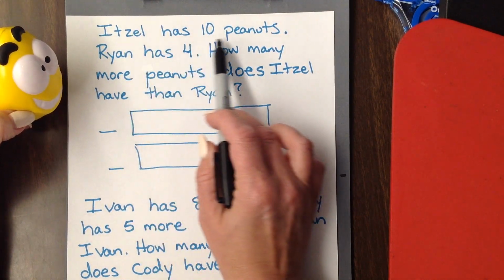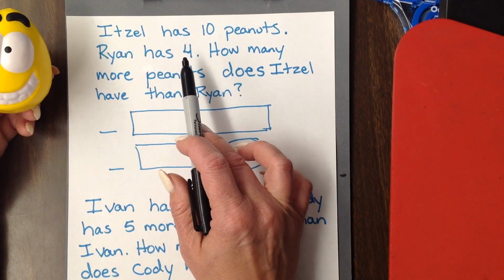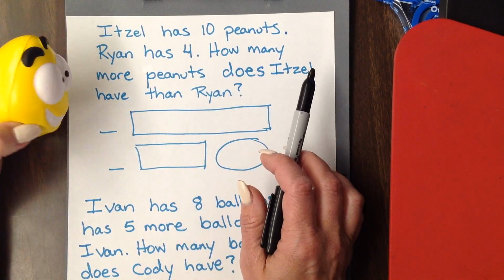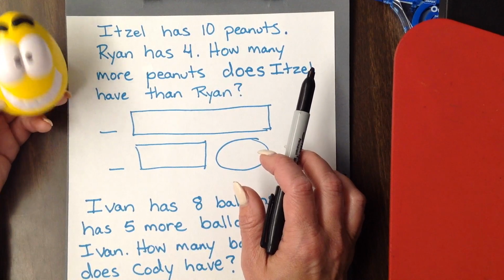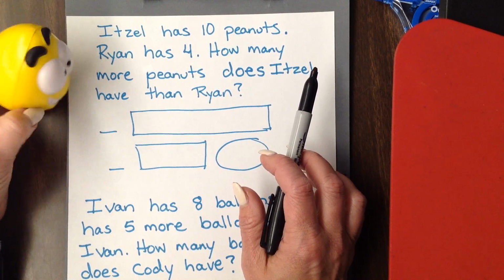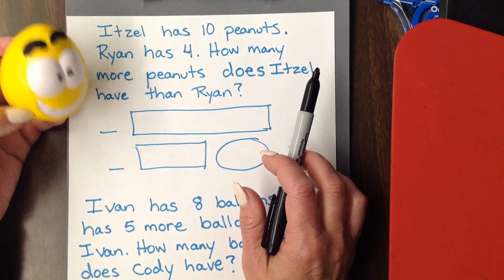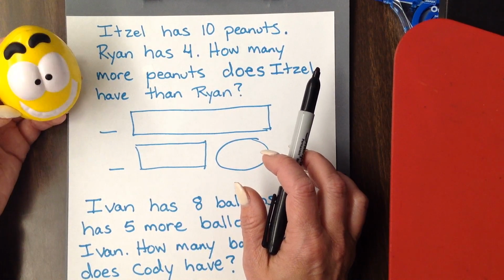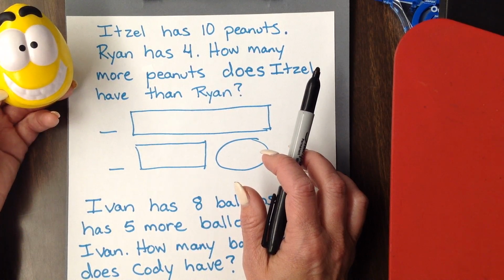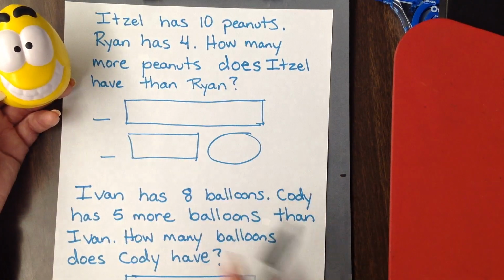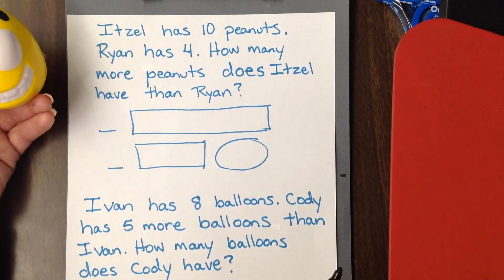All right. Okay, here we go. So, Itzel has 10, and it says Ryan has 4. What's Itzel gonna do with 10 peanuts? What's Ryan gonna do with 4 peanuts? Hey, Itzel and Ryan, can you give me your 10 peanuts and your 4 peanuts, and then I'll have, I don't know, some more peanuts? They're my peanuts. You took them. I want them. Okay. Well, we gotta do this math problem. You're kind of distracting us from this math problem. Okay, I'll be quiet.